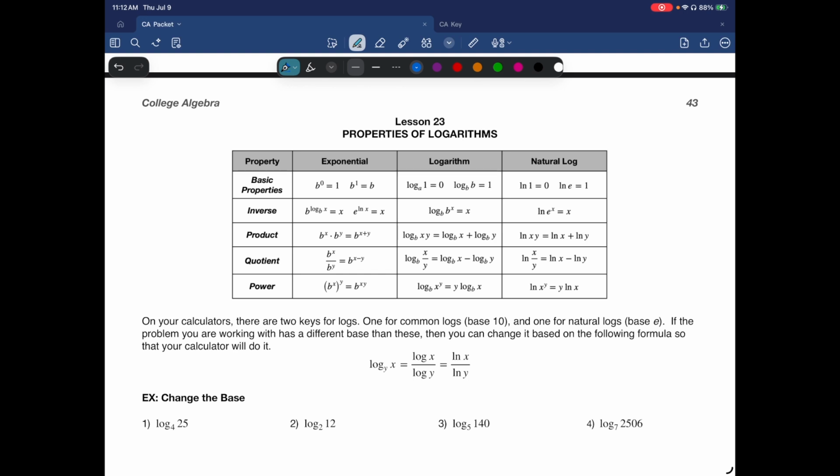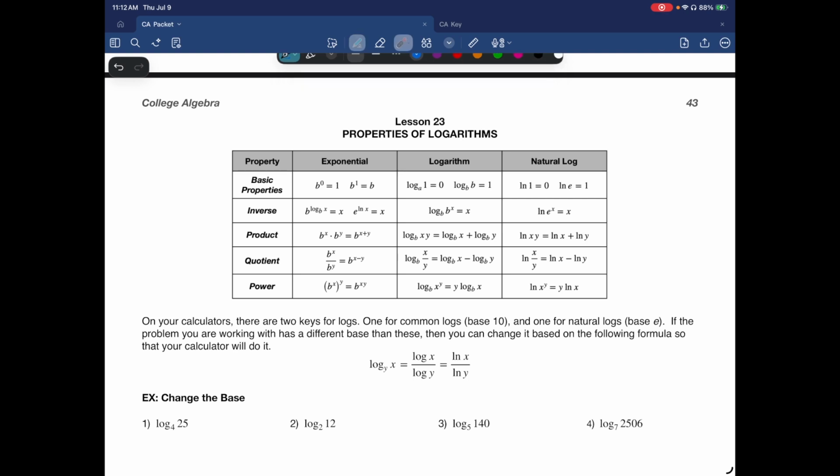All right, so with exponents, when you multiply like bases, you add your exponents. When you divide like bases, you subtract your exponents. And when you raise a power to a power, you multiply. Well, we can translate these to logs and natural logs. So we're going in the other direction.